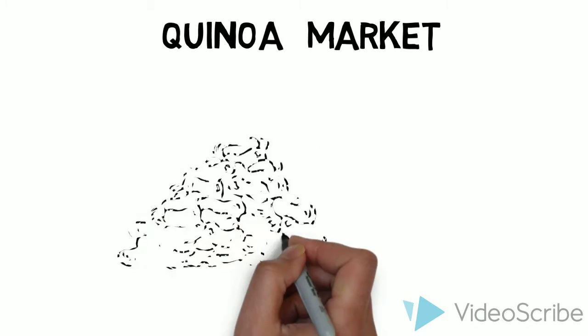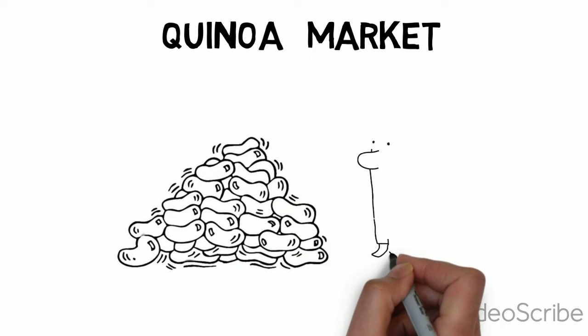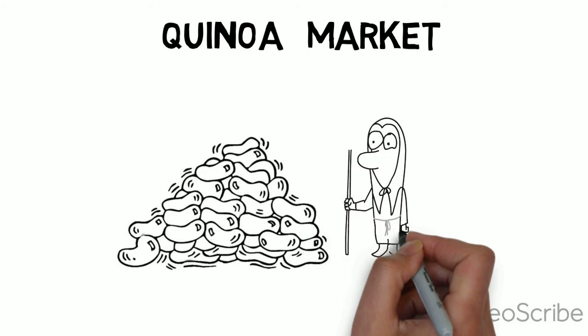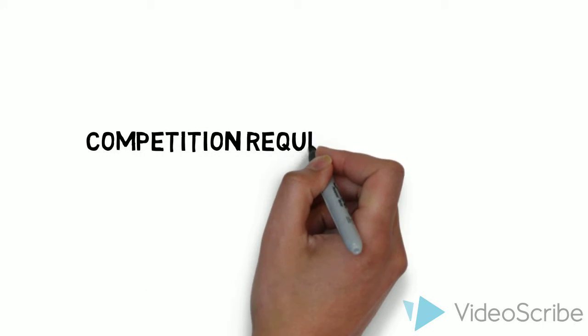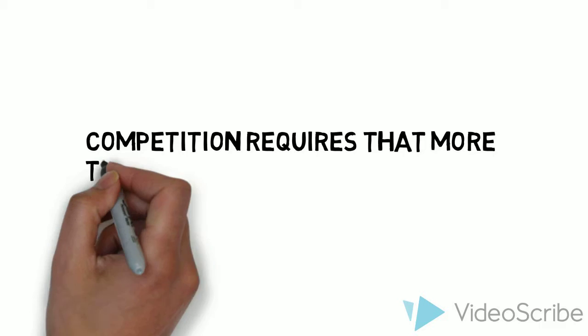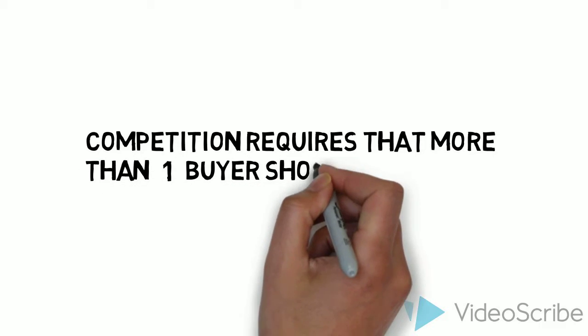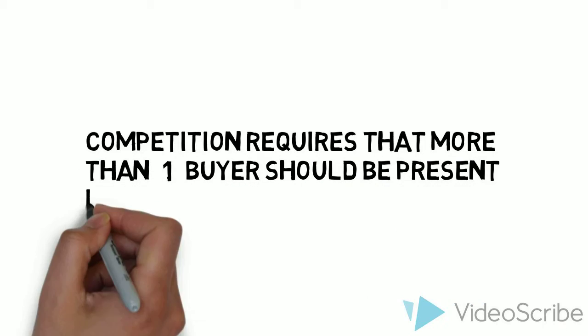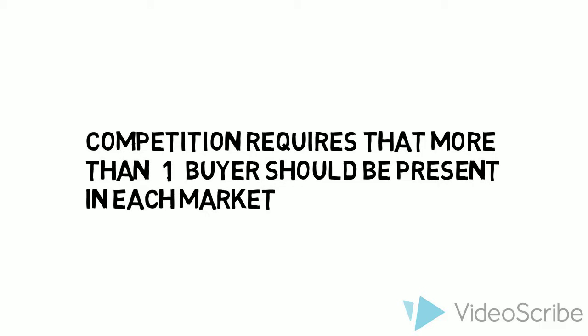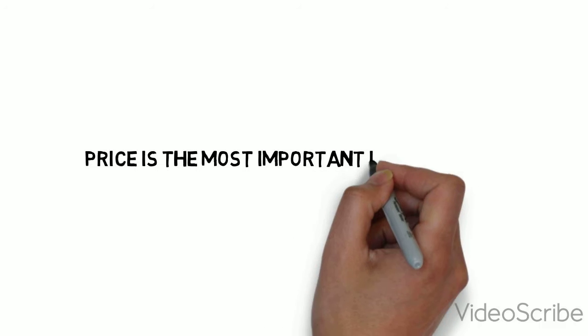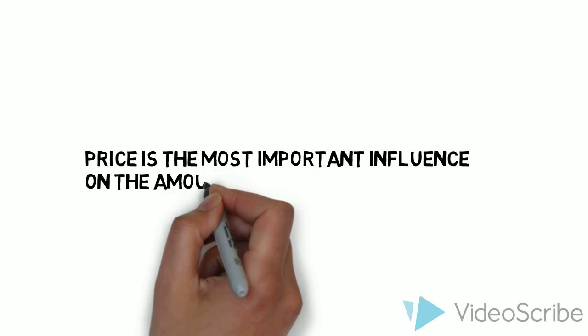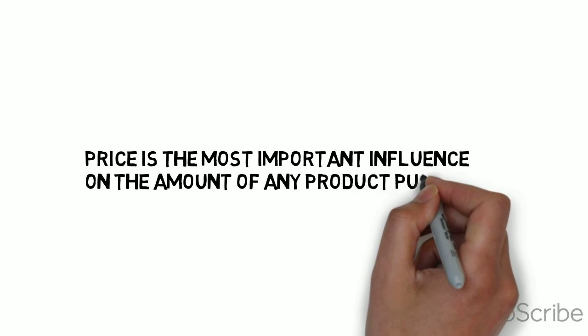Markets bring together buyers, demanders, and sellers, suppliers. This market involves demand, supply, price and quantity. Competition requires that more than one buyer should be present in each market. Economists assume that price is the most important influence on the amount of any product purchased.